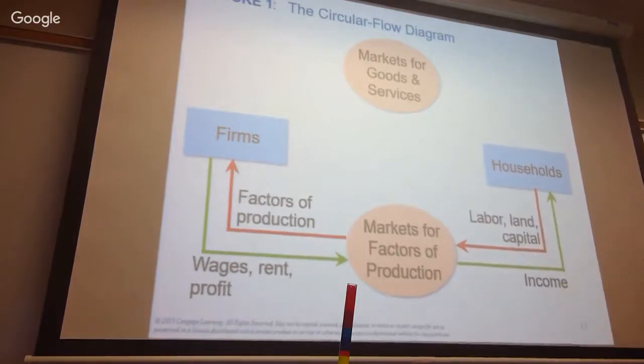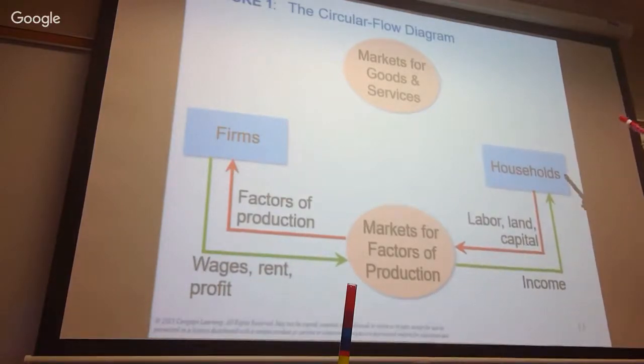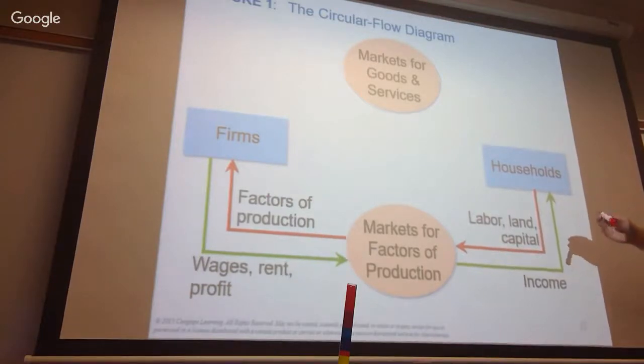We spend it to buy stuff we want, right? So we're going to go to our goods and service market. So your Walmart, HEB, your Best Buy, or if you're my wife, Neiman Marcus.